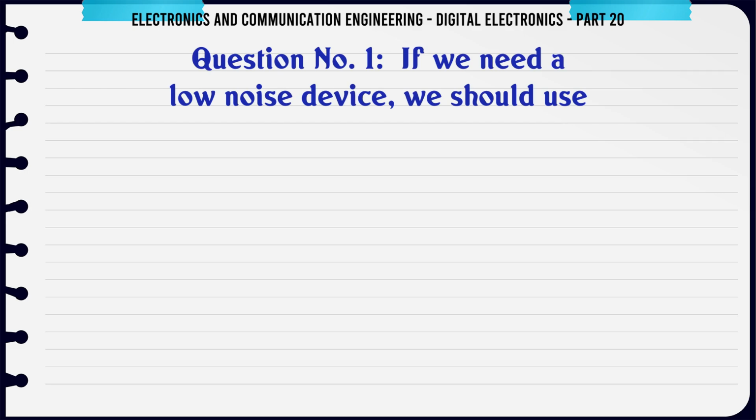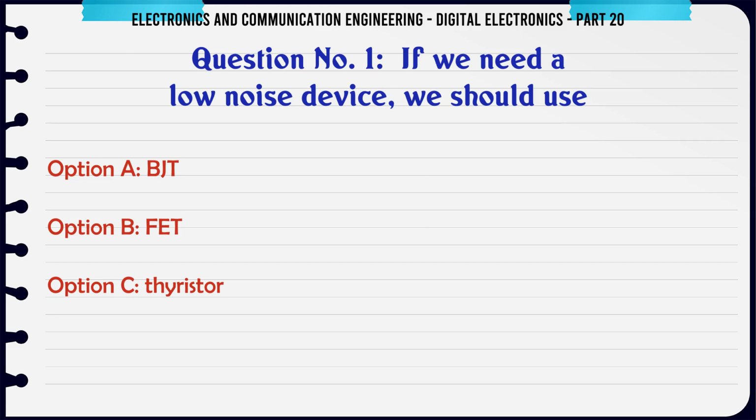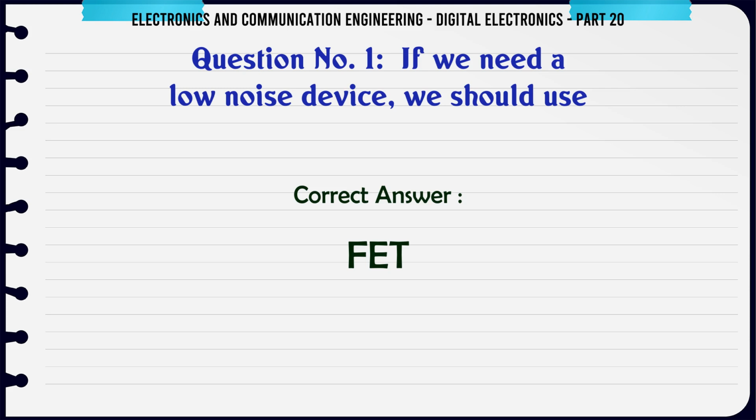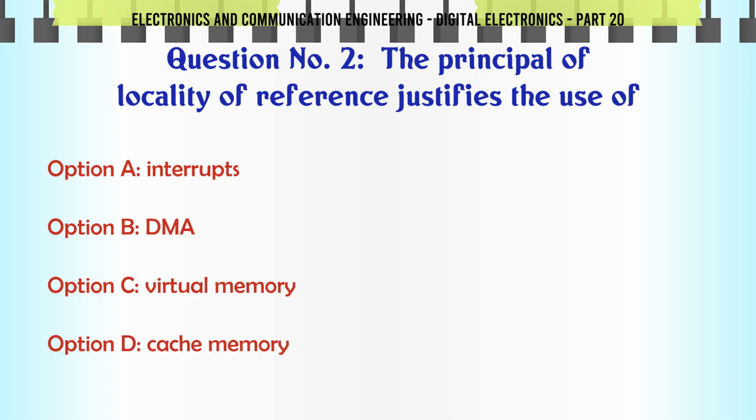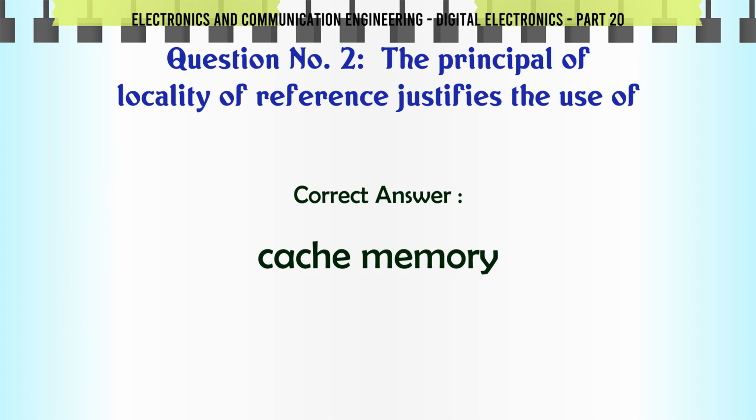If we need a low noise device, we should use A BJT, B FET, C thyristor, D UJT. The correct answer is FET. The principle of locality of reference justifies the use of A interrupts, B DMA, C virtual memory, D cache memory. The correct answer is cache memory.